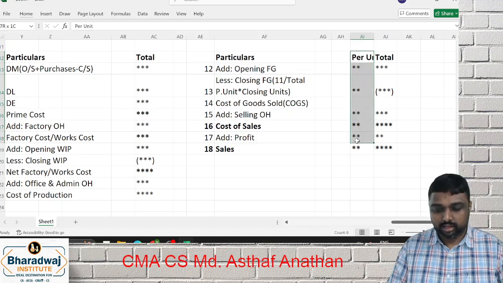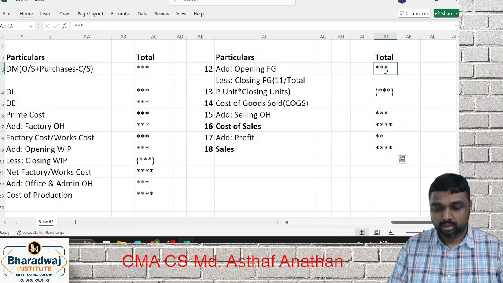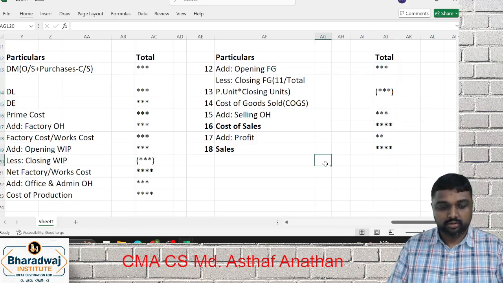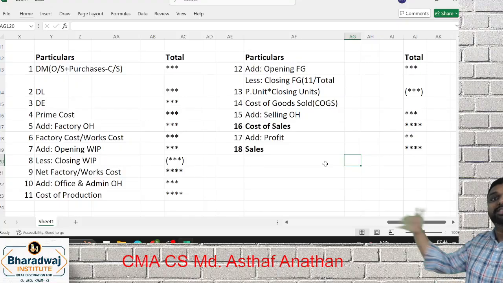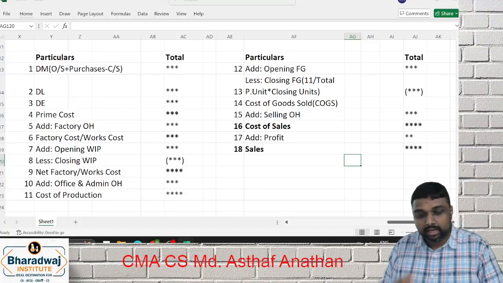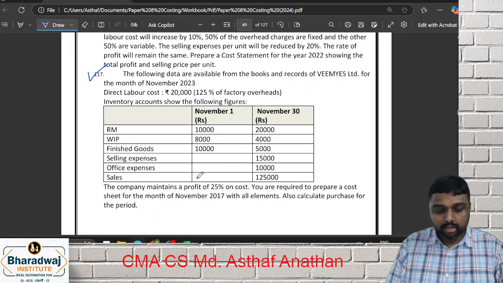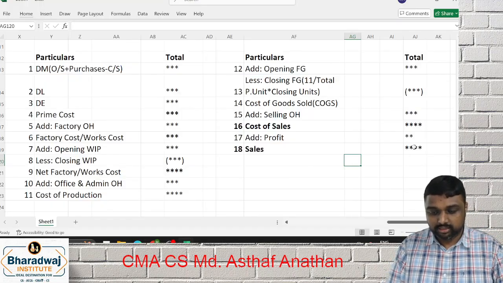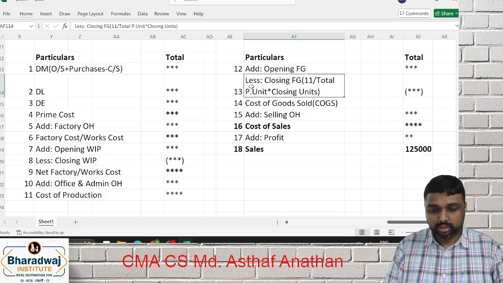I'll just clear this format. This is the format which we started revising today. Shall we start, friends? So this is the format. So what all data are there? Please fill first. That's a shortcut method. See, if some item is not there, no need. So you have to take sales. What is the sales? 1,25,000. These are all the steps only.